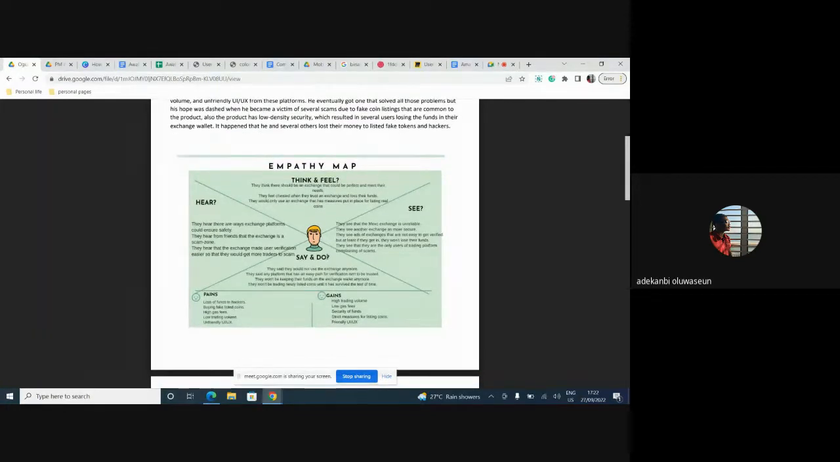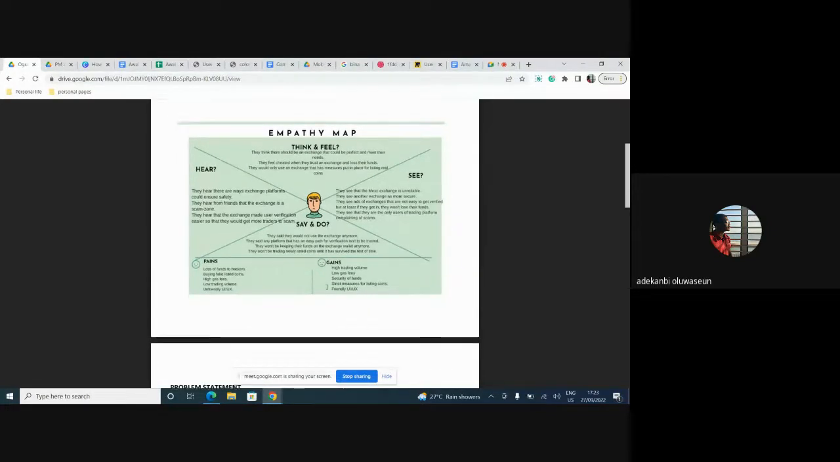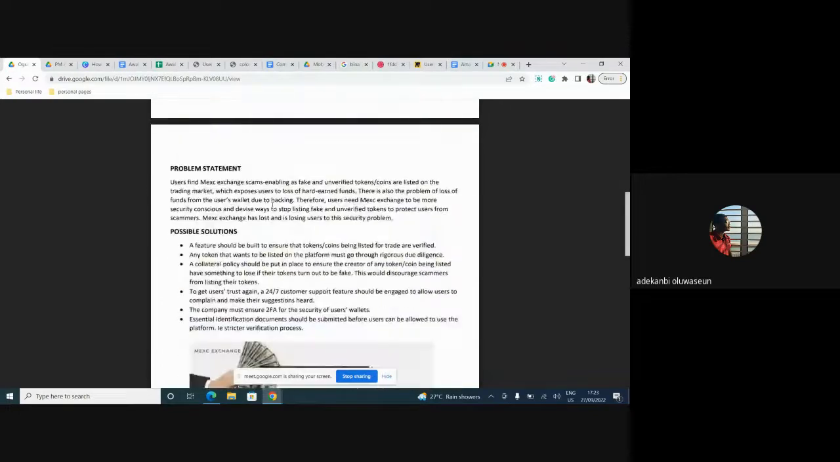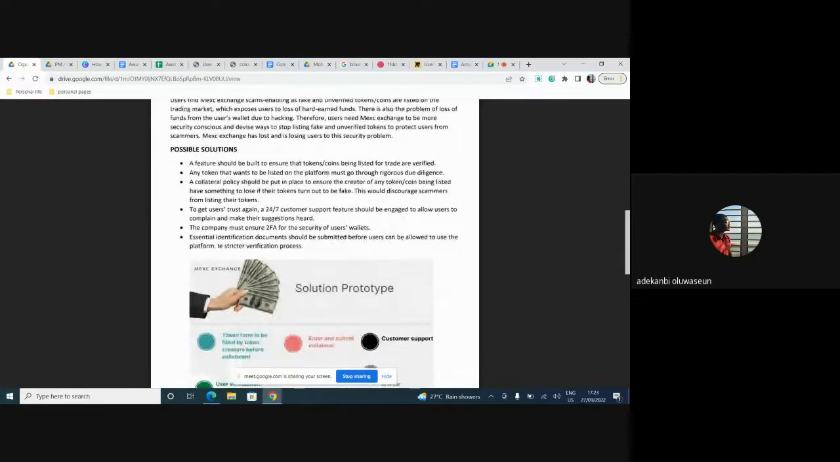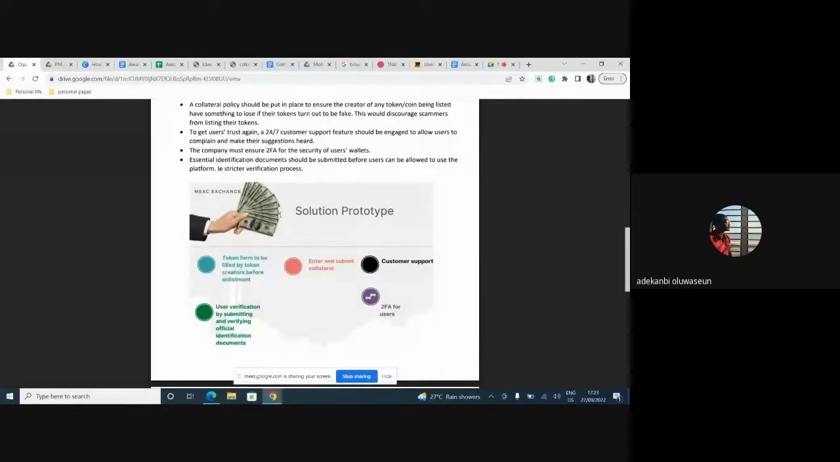What are their gains? What are their pains, right? Which is very good, very, very good. She gave me the problem statement as well. I highlighted more from the point of empathy. Then she also suggested the solutions, based on the variables available, right?